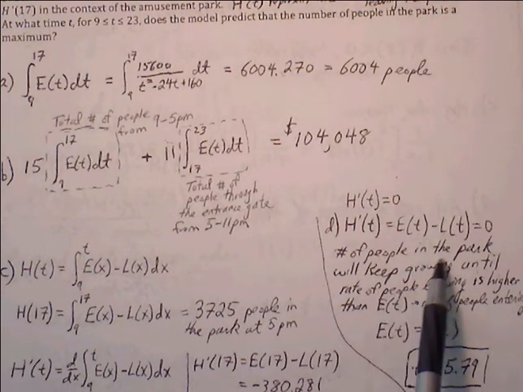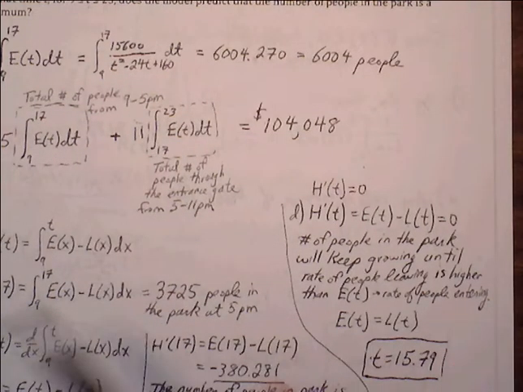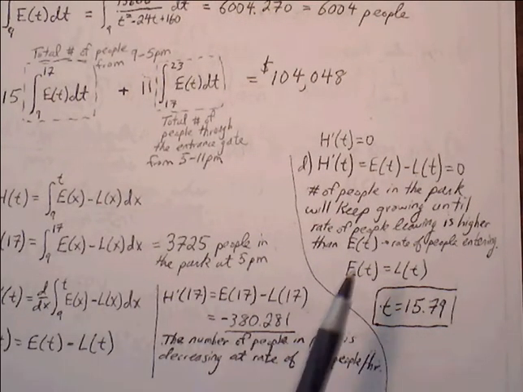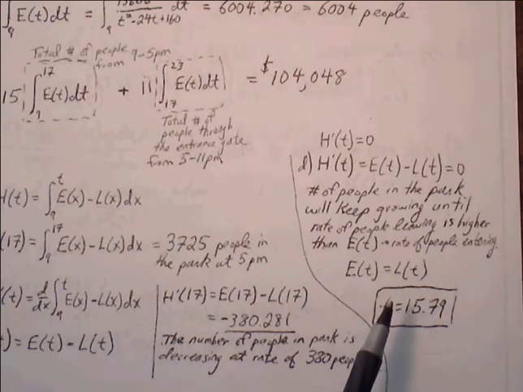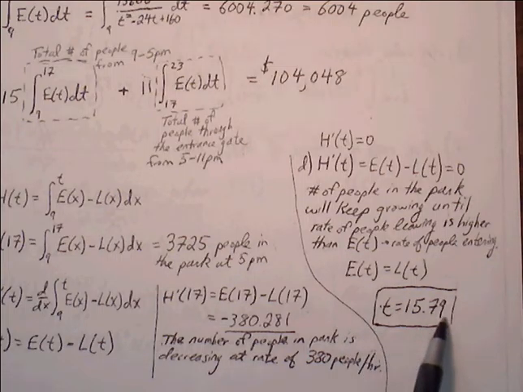So here, the number of people in the park will keep growing until the rate at which people are leaving grows to be higher than E of t. Right before L of t beats out E of t, that will be when the maximum number of people is in the park. We expect that logically to be sometime in the early to mid-afternoon, and after that moment in time, more people will start to leave the park. So it ends up being 15.79, which is about 3 p.m.